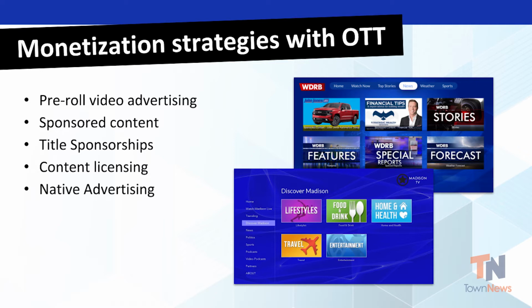Native advertising. Discover Madison, the screenshot to your right, is a great example of different categories that can be all entertainment for your users or information for your users, but it's all paid content for you. For example, the food and drink category may be restaurant tours, restaurants in your area, where you actually go out and shoot the video, or the restaurant provides the video for you.